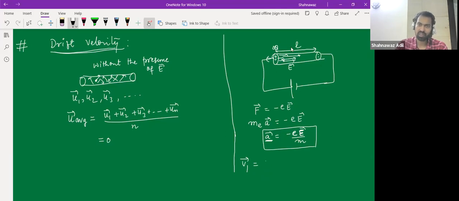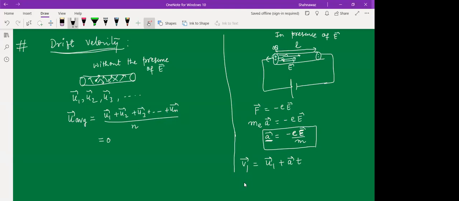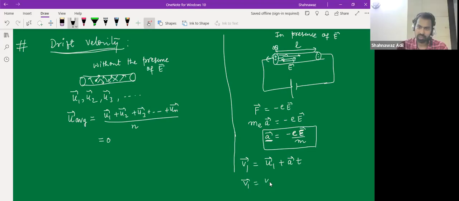So this is in the presence of an electric field. So V1 would be U1 plus A t. Am I correct, guys? So V1 would be simply U1 minus eE by m times t. Now let's say that this takes T1 time, right? So this is my final velocity for one electron.